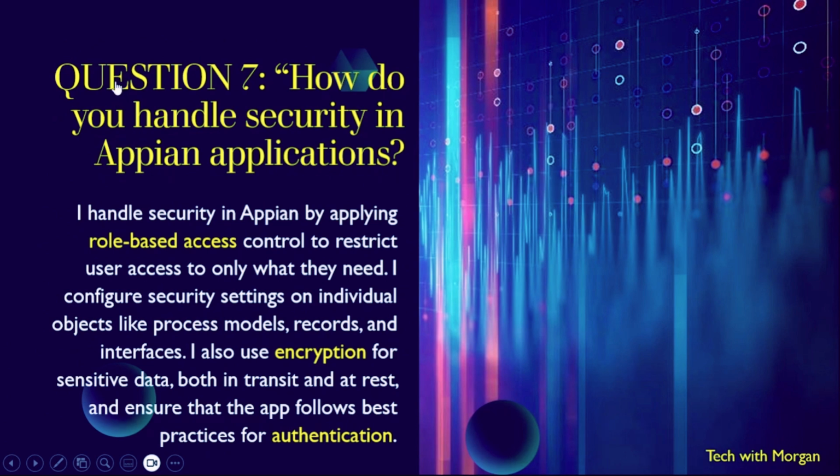Question 7. How do you handle security in Appian applications? I handle security in Appian by applying role-based access control to restrict user access to only what they need. I configure security settings on individual objects like process models, records, and interfaces. I also use encryption for sensitive data, both in transit and at rest, and ensure that the app follows best practices for authentication.